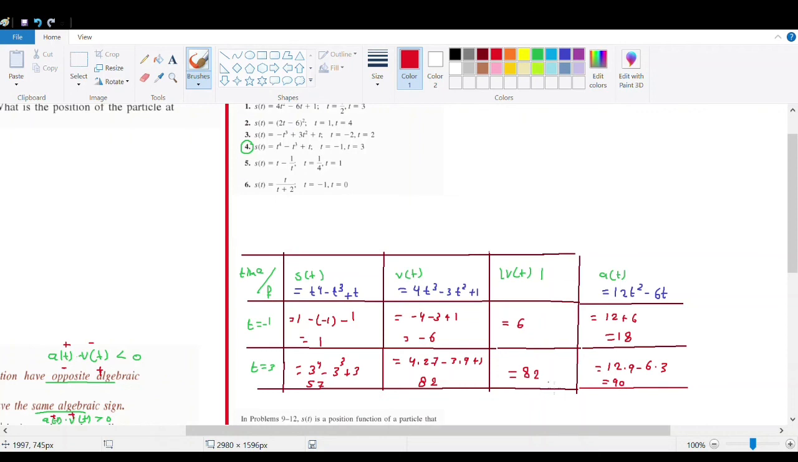From here, if we need to know whether the object is slowing down or speeding up, we need to check the acceleration and the velocity. But we cannot check it at just one point; we need to check it over all the intervals. But since the question asks just to find all these at specific points, this is the whole solution for this one.